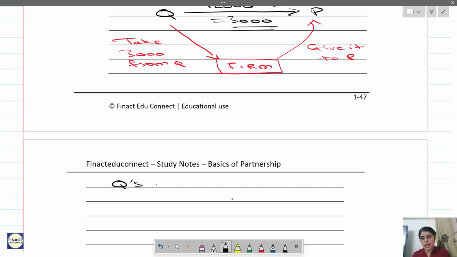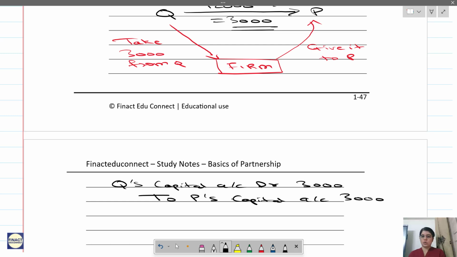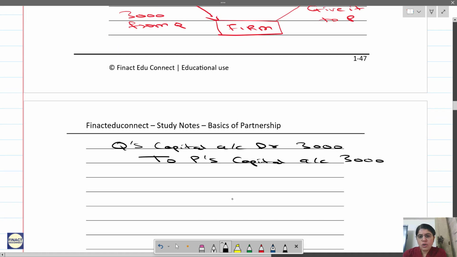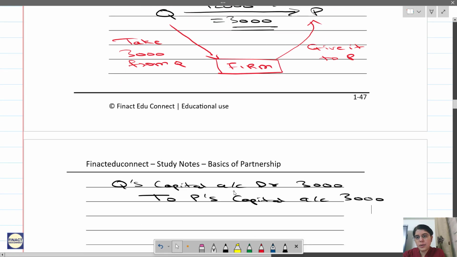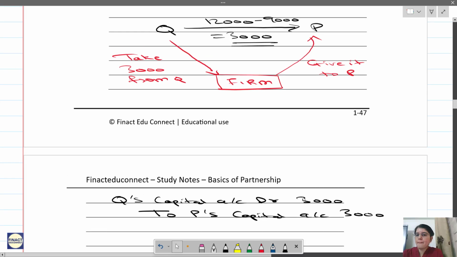So the journal entry in this case will be Q's capital account debit, because I am taking it from Q and giving it to P. The firm giving something to the partner means credit capital account, so to P's capital account. It can be the capital account or the current account also. Did you understand this journal entry? No doubts, right?